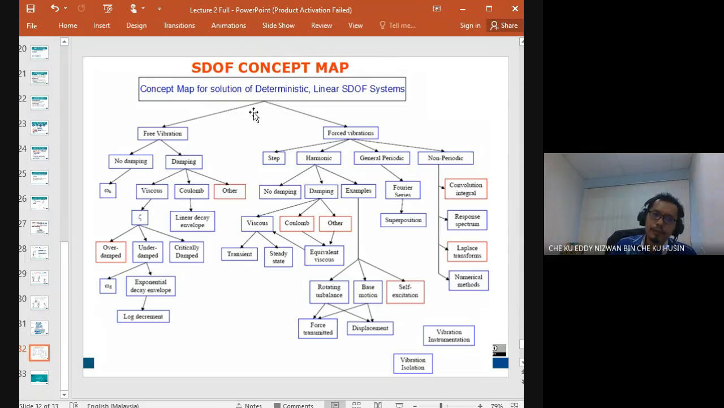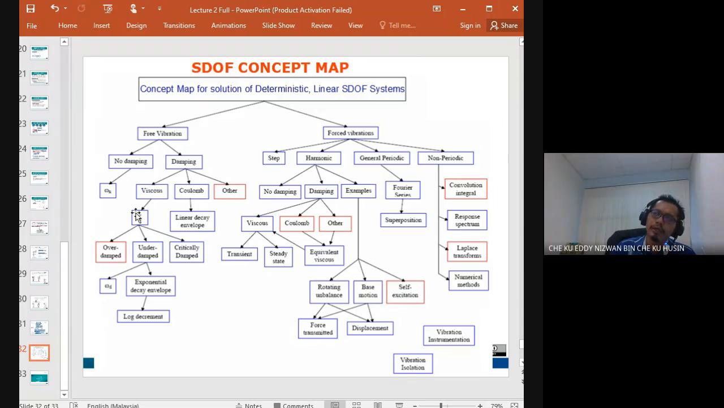So I can split it into two: free and forced vibration. If free vibration with no damping, the system vibrates at its own natural frequency. If there is damping, viscous damping, it depends on the amount of damping. If less damping, this is underdamped. Underdamped still vibrates, but the amplitude will decay after that, and the frequency of oscillation is omega d. Omega d is the damped frequency, which should be slightly less than omega n. And then there is exponential decay, based on the log decrement.